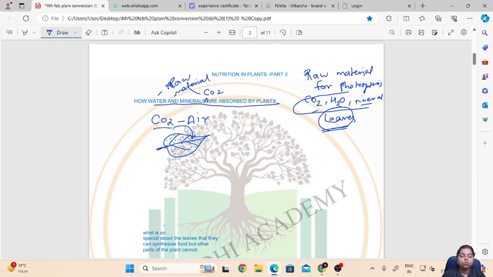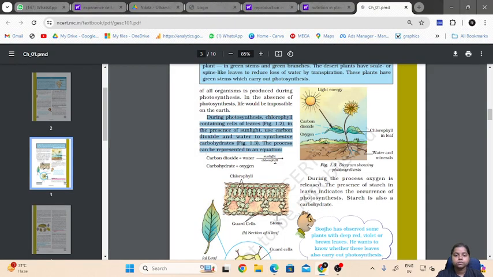These pores look like this, and there are surrounding cells around that particular pore. These surrounding cells are called guard cells. The cells which surround this particular pore are called the guard cells. We'll see the textbook diagram.